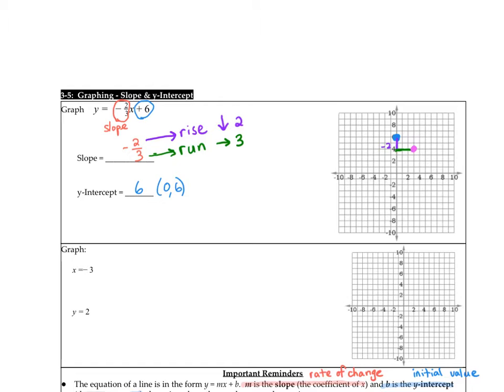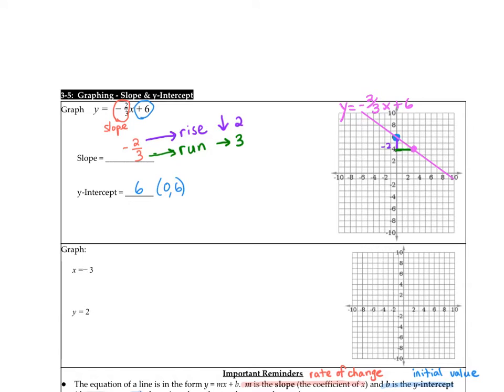Just like in the last lesson, make sure you join the points with a straight line using a ruler, and the points go from edge to edge on the grid. Now I know this page here only shows one example, but we're going to do another question. So you're going to have to label this y equals negative 2 over 3x plus 6.